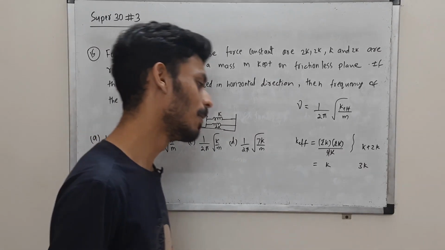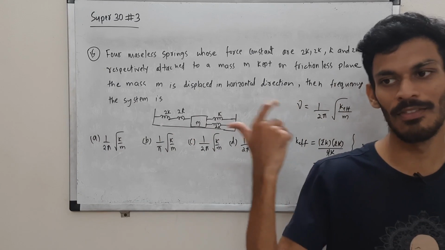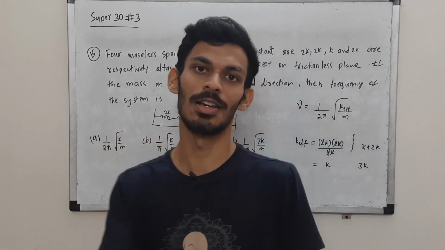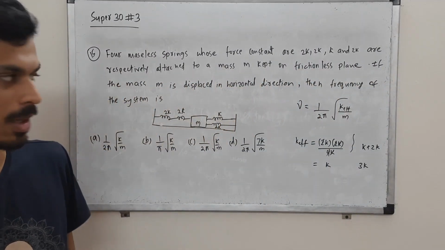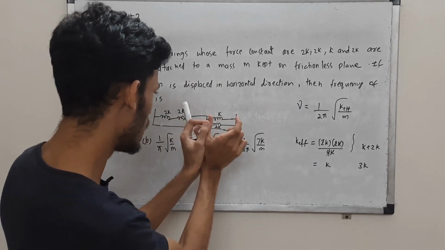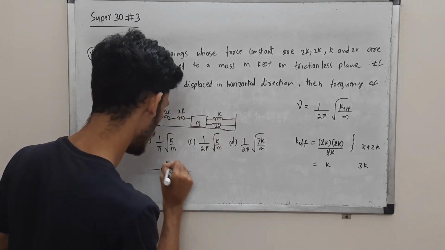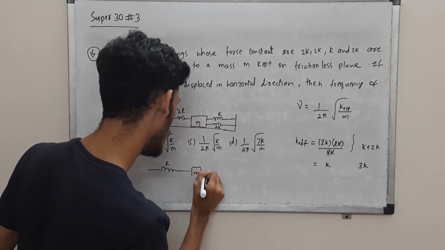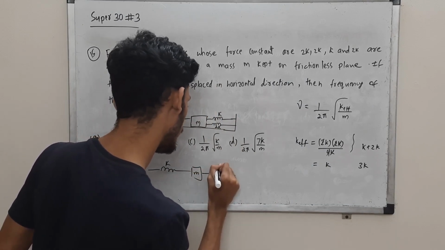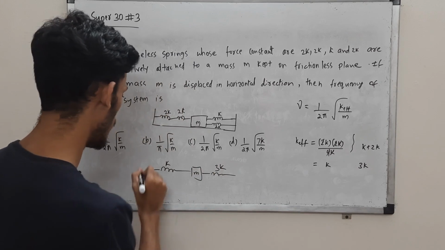Why? Because the differentiating factor is whether the force is equal or the displacement is equal. So if you displace it, now finally we have k and 2k. This is an important point, that's why I am stressing on it. And here we have 3k, right. This is where we have reached.